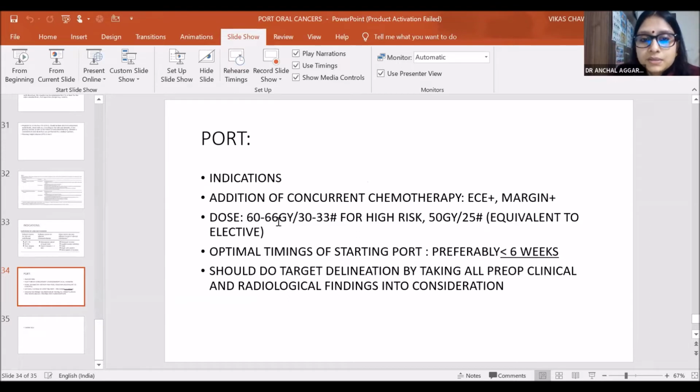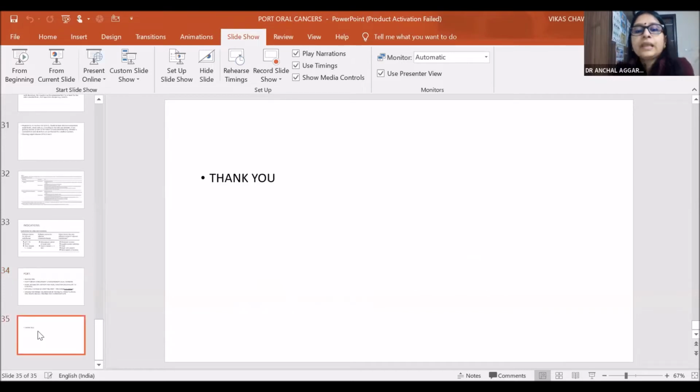So optimal dose is 60 to 66 gray in 30 to 33 fractions for high risk patients, and 50 gray in 25 fraction equivalent is given for elective nodal coverage. Optimal timing of starting post-operative radiotherapy is preferably less than or equal to 6 weeks following the date of surgery, and we should follow target delineation by taking all pre-op clinical and radiological findings into consideration. Thank you.